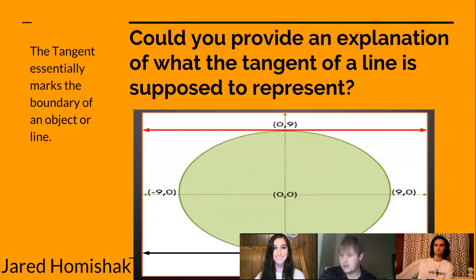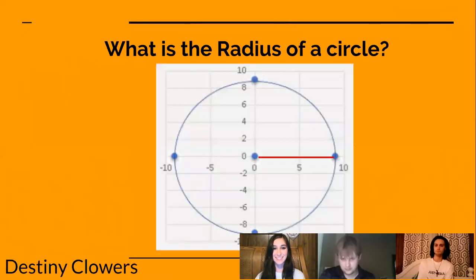All right, Destiny, I got one last question for you. What is the radius of a circle? I'm glad you asked. The radius of a circle is the distance from the center of a circle to one side of the same circle. In this example, the radius begins at the center, which is 0, 0. It then stretches to the other side of the circle, landing on 0, 9. This makes the radius 9.